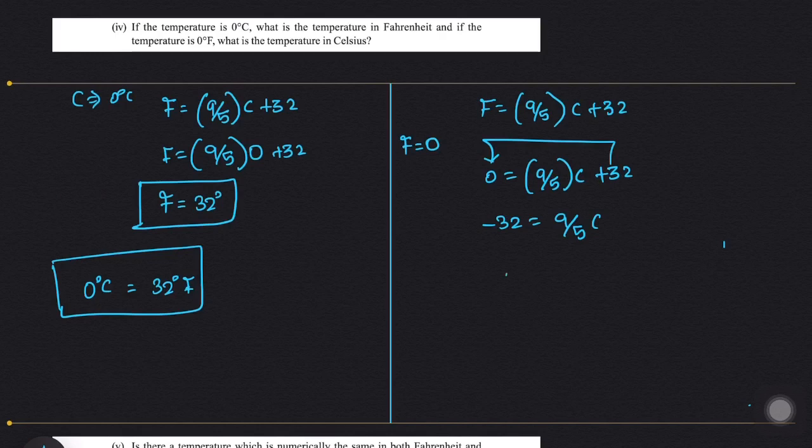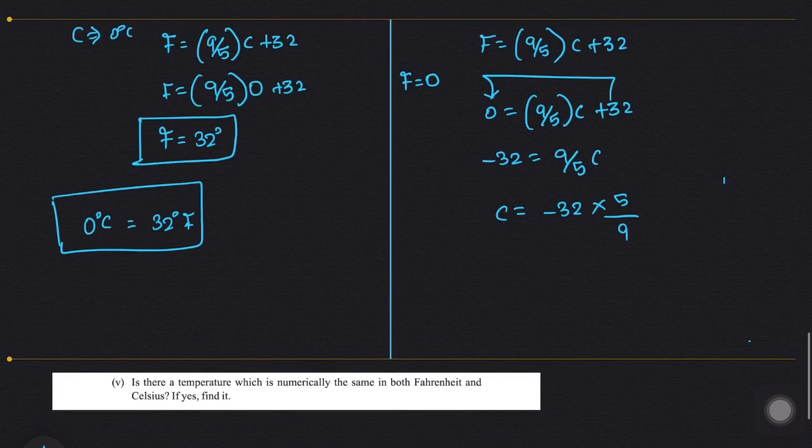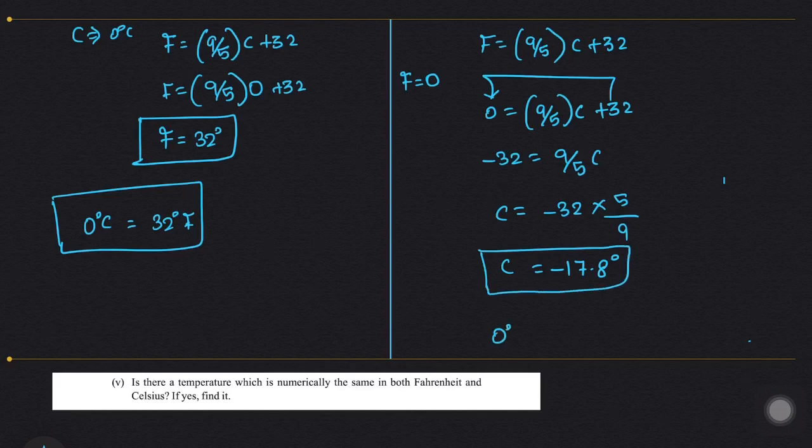Then we are getting C only. C is equal to minus 32 multiplied by 5 and divided by 9. So after simplifying, we are getting the final answer, minus 17.8 degrees. That means 0 degrees Fahrenheit is equal to minus 17.8 degrees Celsius.